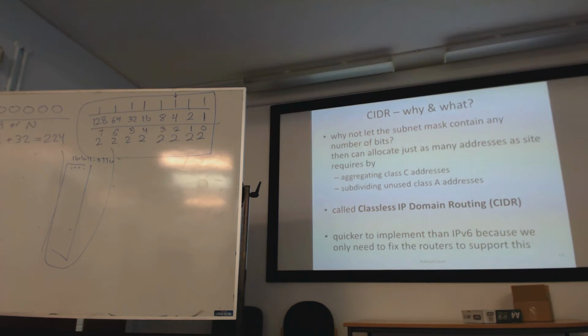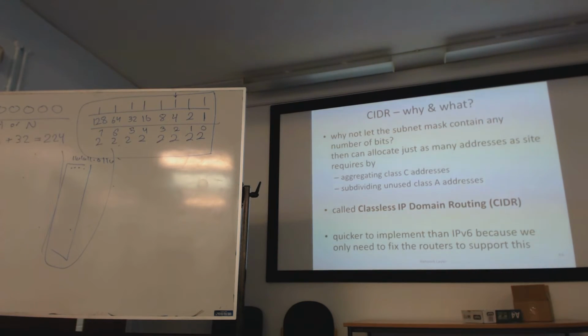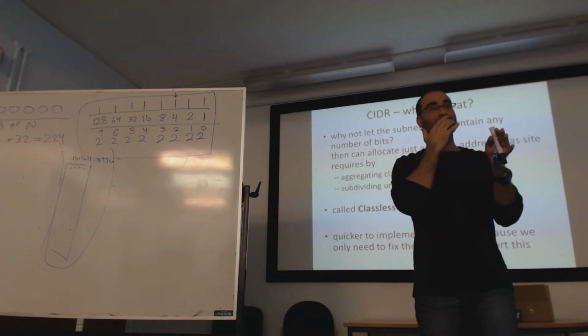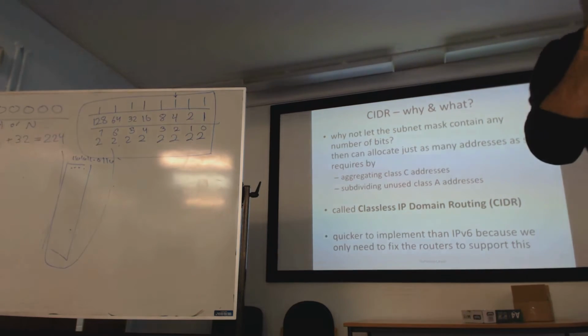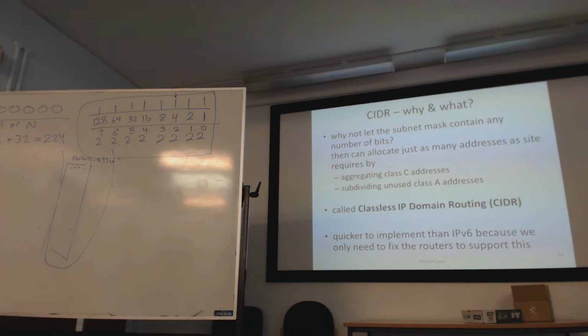So the classless inter-domain: why not let the subnet mask contain any number of bits? In other words, you have a subnet mask having a number of ones and zeros, creating a set of subnets and a set of users inside that subnet. But how is that possible? That's what will come to the question. Therefore, that will allocate just as many addresses as the site requires. So now I'm trying to control. I have like 10 users. I want to give those 10 users only those addresses. I don't want to create 20 and only give 10 and waste 10.